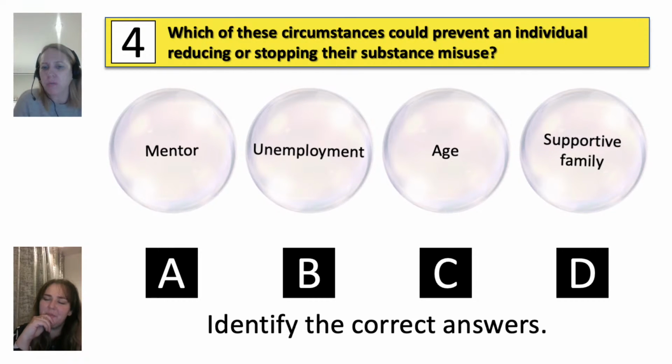So Amelia has gone for unemployment. So if you're unemployed, you might be feeling a little bit depressed and sad, and you might not have anything to fill your time. So therefore, it can make it more difficult for you to stop your substance misuse. Maybe your age, so you might be quite young and not realize the long-term consequences, the physical impact of taking drugs on your physical health. So that's really good. And supportive family, I think maybe a supportive family might help you stop. You would hope, wouldn't you?